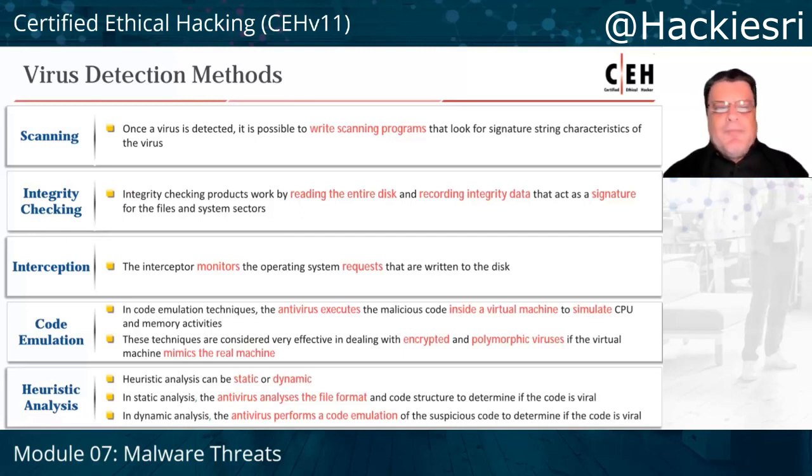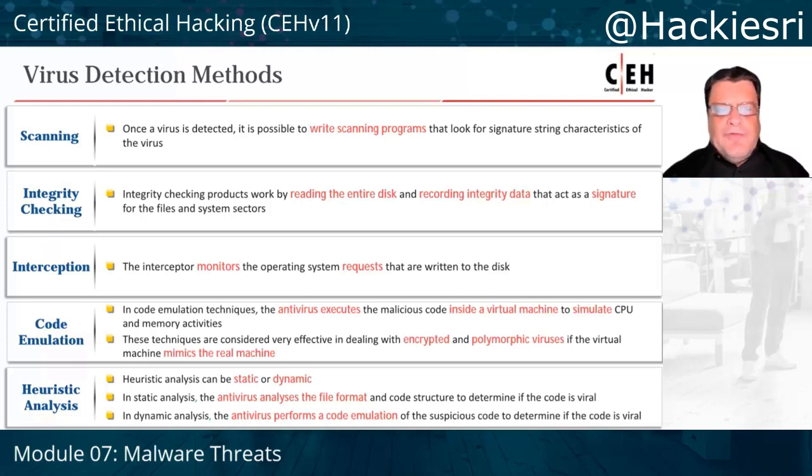As we already know, a file can be spoofed, so the extension on the file can be changed in order to hide its true nature. For example, we can take a file which has an exe extension and change it into a txt extension, thereby spoofing it. Also, you have integrity checking. Integrity checking products work by reading the entire disk and recording integrity data that act as a signature for the files and system sectors. We have interception.